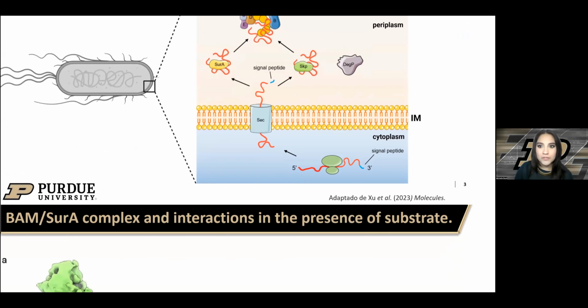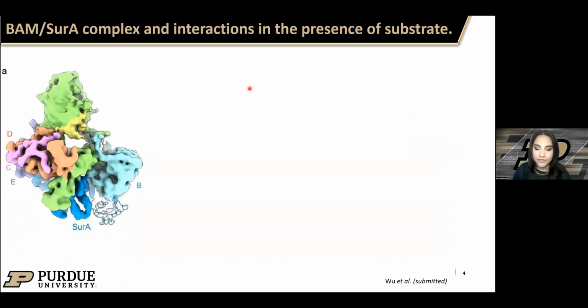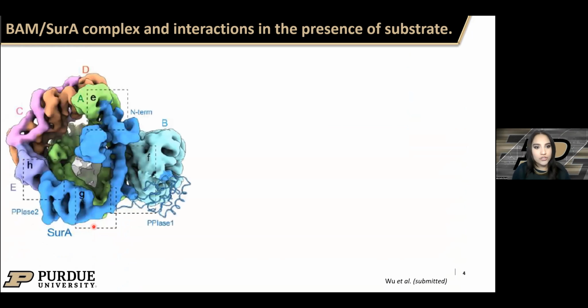So from previous research, Dr. Wu, who was a previous graduate student, was able to solve a structure of the BAM complex with SurA bound to it in the presence of a substrate, or an outer membrane protein. So we know by this structure the interactions that occur between BAM and SurA, which is the chaperone protein.